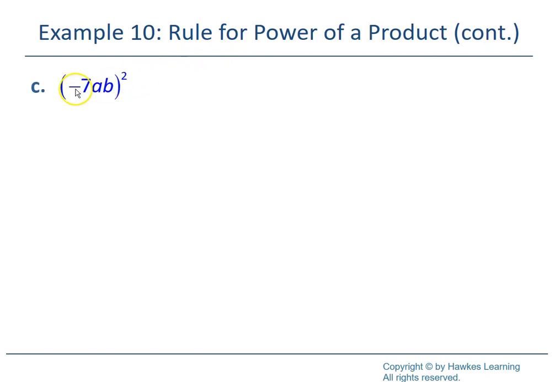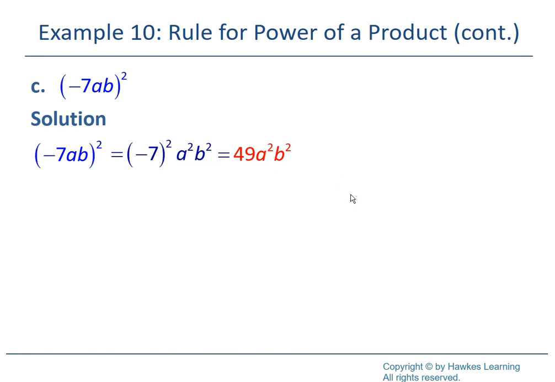Now here we're raising a negative 7 to the second power. So when we have a negative value raised to an even power, it's going to be positive. And we can see negative 7 times negative 7 is a positive 49. A to the second, b to the second. And here they're laying it out for you. And there's the answer.